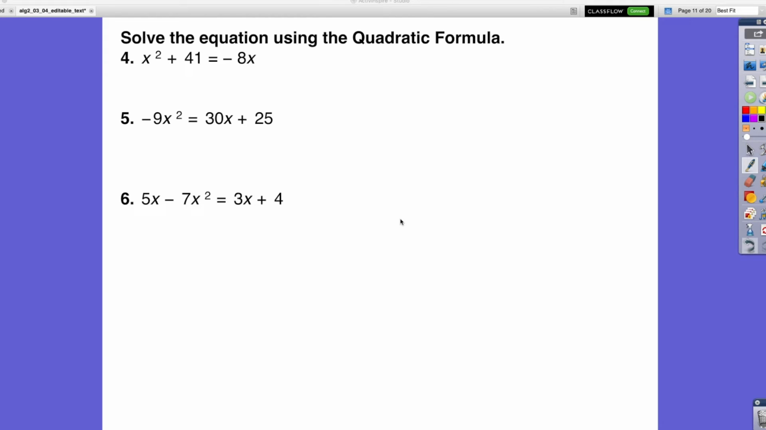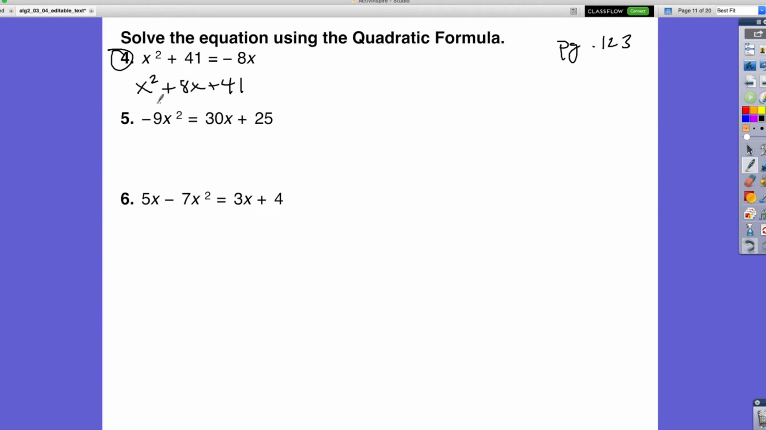Let's continue with solving equations that have imaginary solutions. So I'm on page 123. We're going to do number 4. This is not in standard form, so let's move it to be in standard form. Plus 8x plus 41. And make sure you write out your a, b, and c, which is 1, 8, and 41. So x equals opposite of b plus or minus the square root of b squared minus 4ac all over 2a.